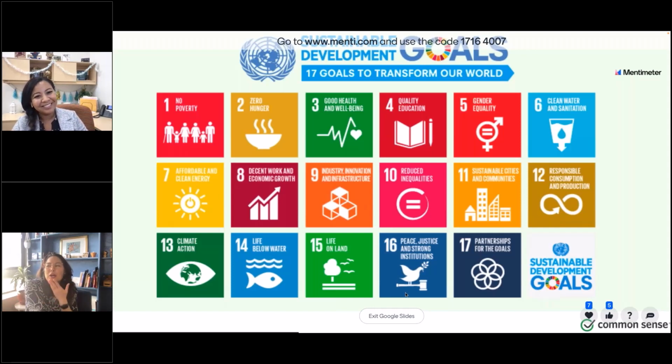Can you say something about these Sustainable Development Goals and where they come from? And you didn't make these up, right? I didn't make these up. No, these are the United Nations. So it was the United Nations.